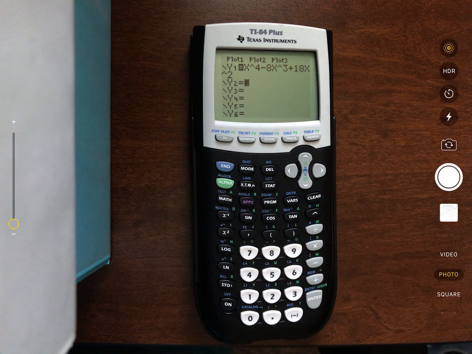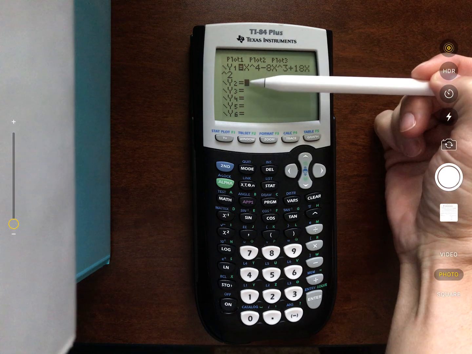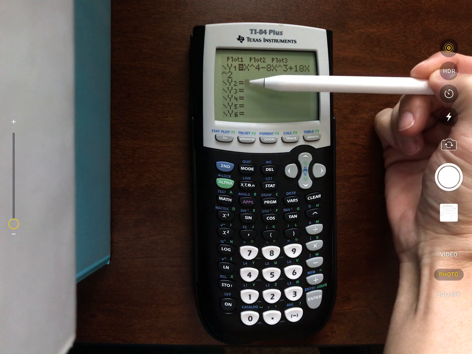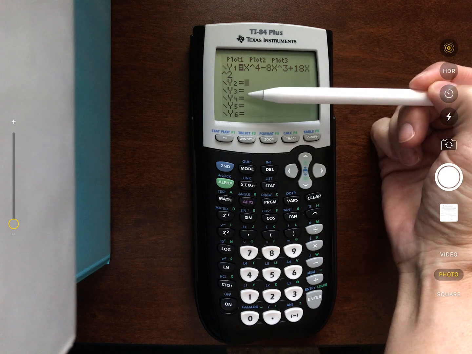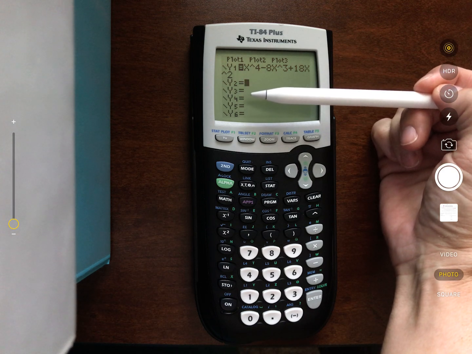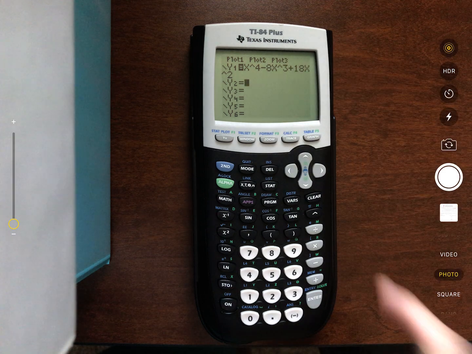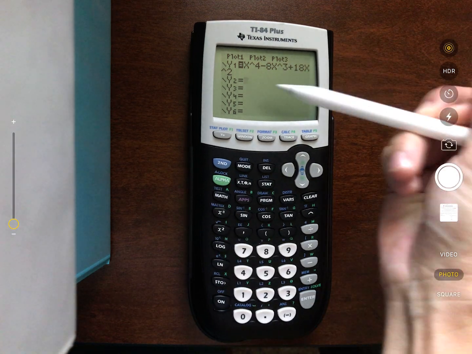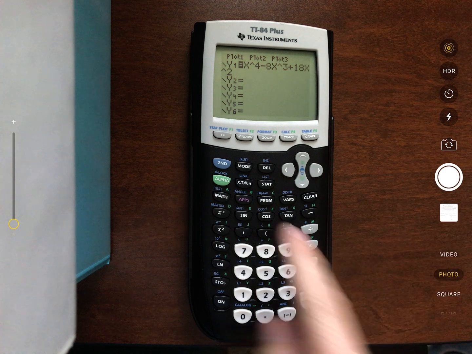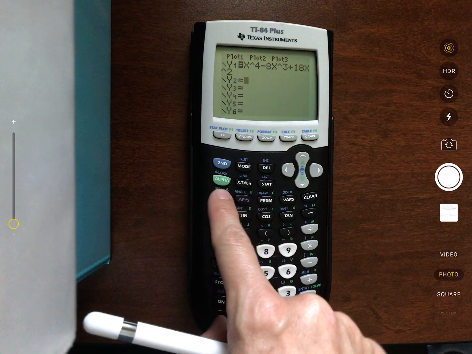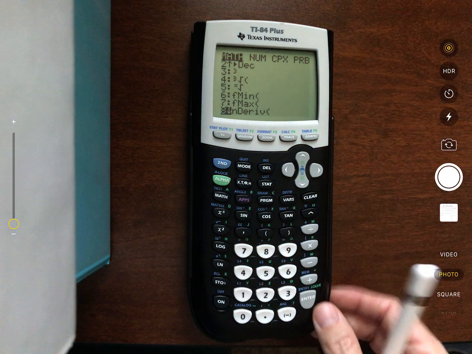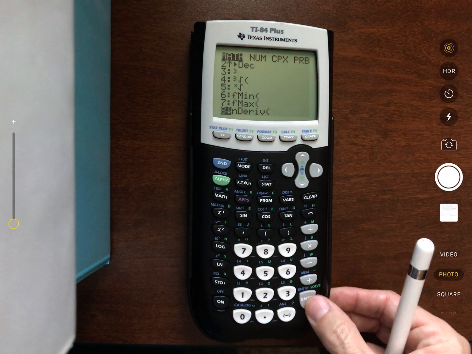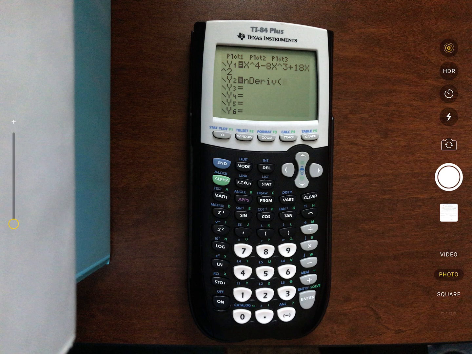What we're going to do is enter our derivative in our y2 and then our second derivative in our y3. But we're not actually going to enter the equation. Let me show you. When underneath my y2, do you see how it's blinking? I'm going to go to Math. I'm going to go down to nDeriv. It's number 8 on my calculator. And I'm going to push enter.